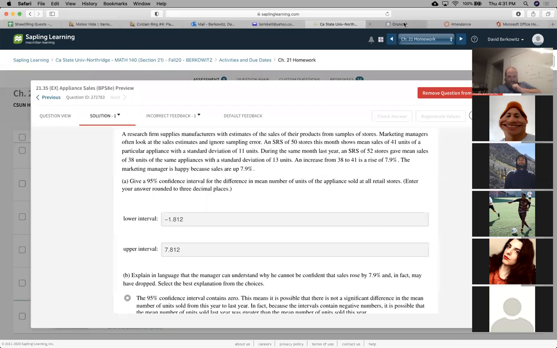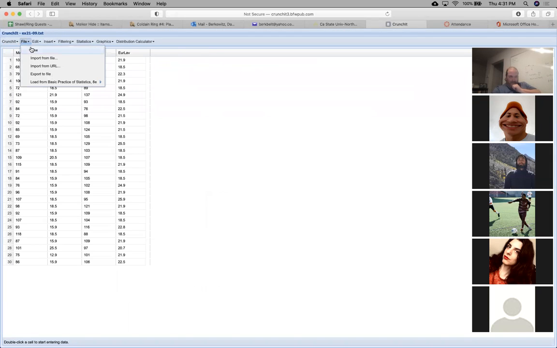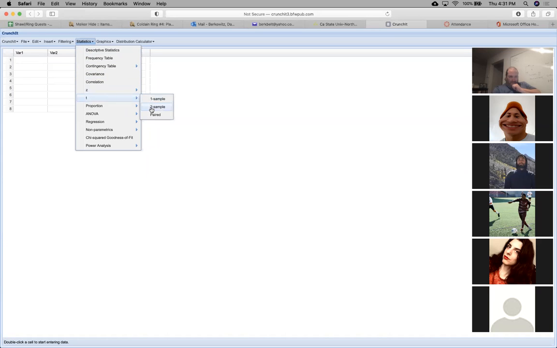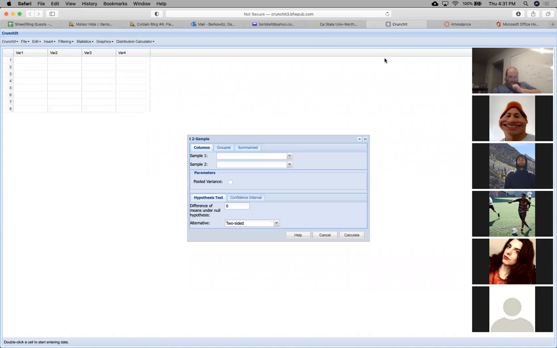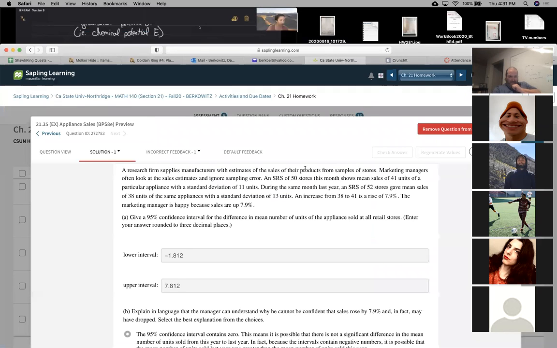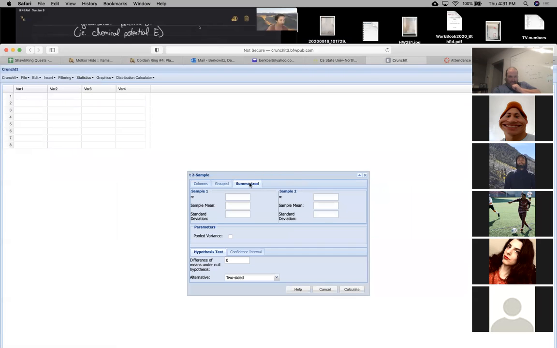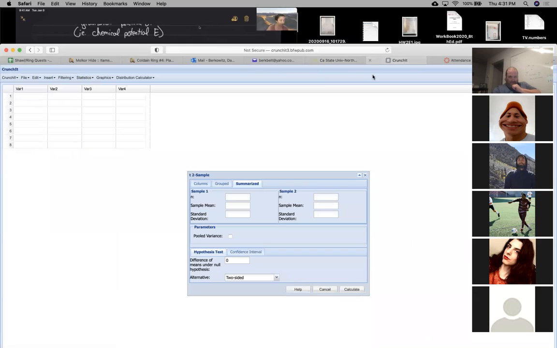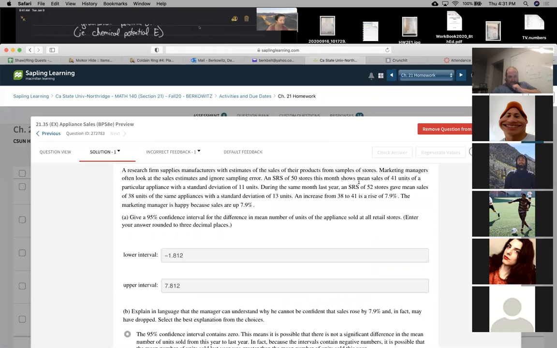Okay, a 95% confidence interval. I can do that. Statistics. We don't have Z, so we go to T, and we go 2 samples, right? Because there's the first SRS and the second SRS. And we're going to go to summarized because we don't have the data itself. So what do we have? 50 stores in the first one with a sample mean of 41.